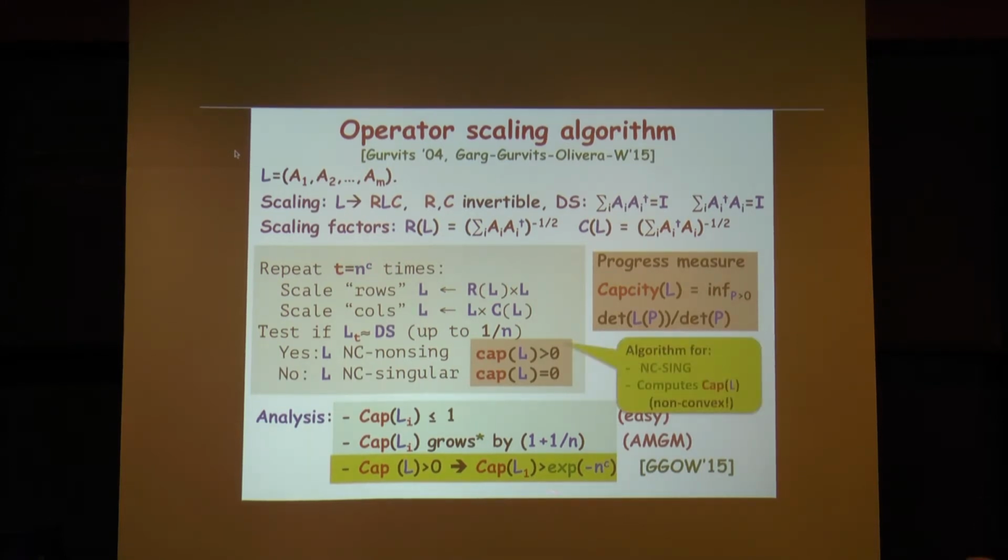So before I go and explain a little about this, I want to tell you this solves the non-singularity problem in non-commutative singularity in polynomial time, but as I mentioned, it computes capacity, and this is a non-convex optimization problem which can be done by this alternate minimization algorithm.